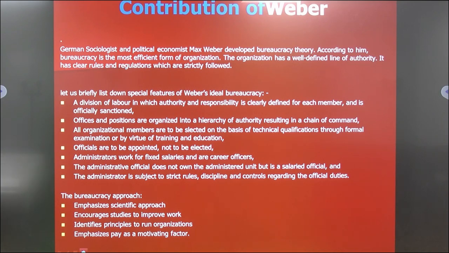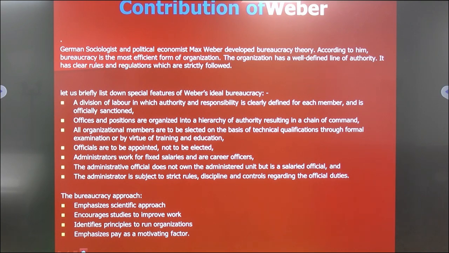Mind it. Next, administrators work for fixed salaries and are career officers. Next, the administrative official does not own the administered unit, but it is a salaried official. And the last one is, the administrator is subject to strict rules, discipline and controls regarding the official duties. Friends, Weber's style is the ideal bureaucracy management style with hierarchy in jobs, with career advancements possible so long as you obey the orders of management.